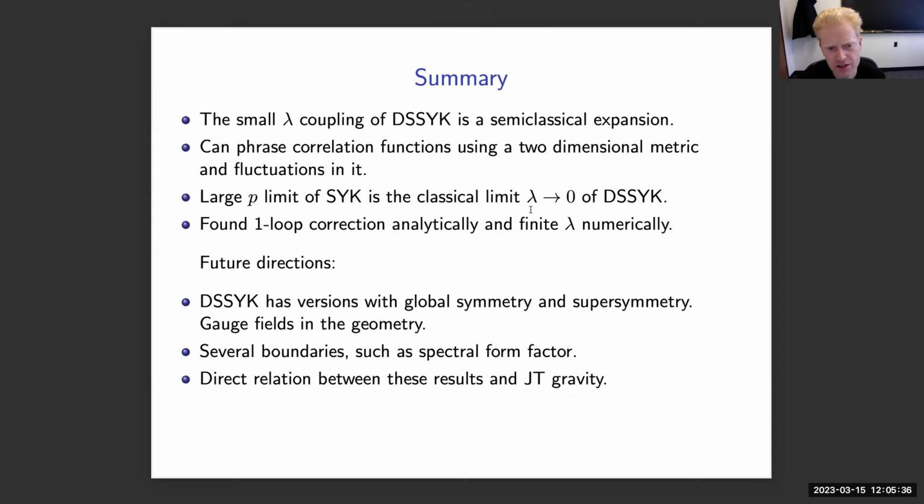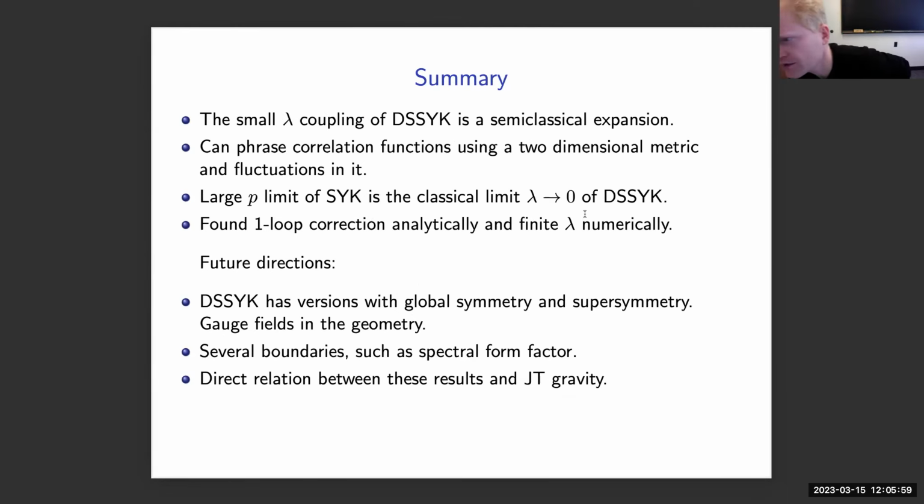So the bottom line is that we saw that the large P limit corresponds to the classical limit of double-scaled SYK, where we take lambda to be small. But in general, we have some semi-classical expansion for small lambda. And we calculated analytically the one-loop correction to it, and found it numerically for finite lambda.